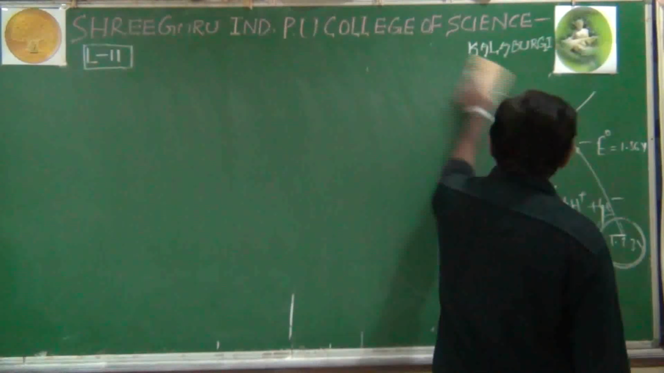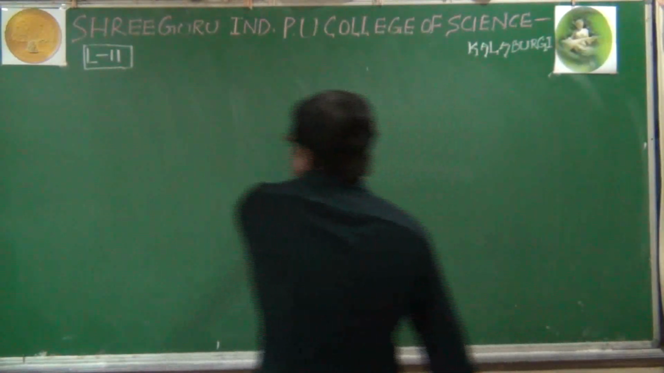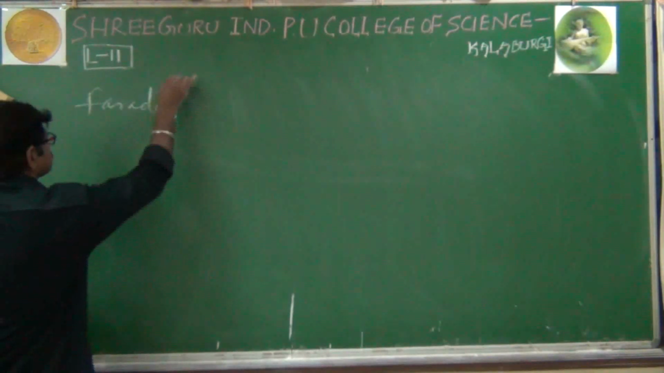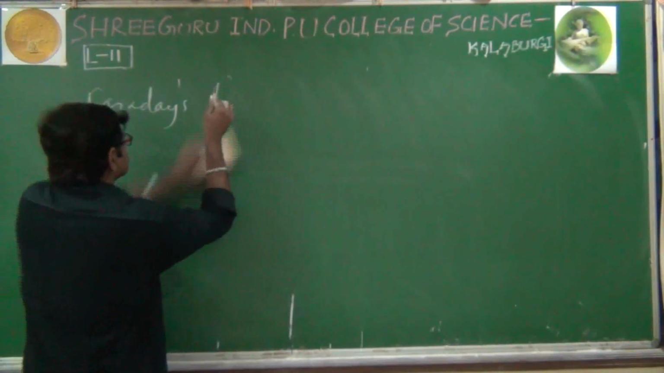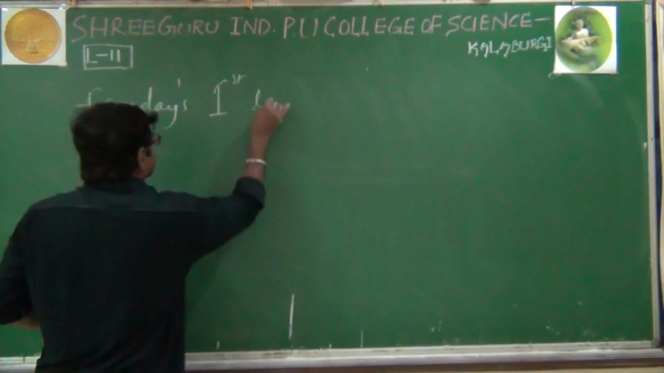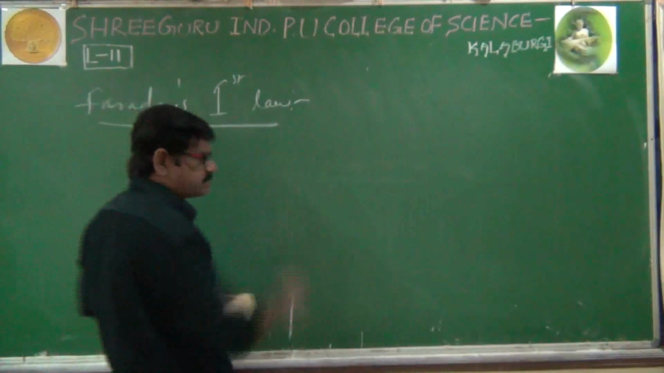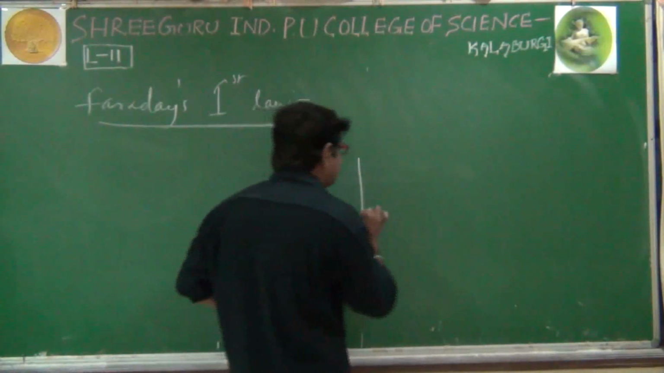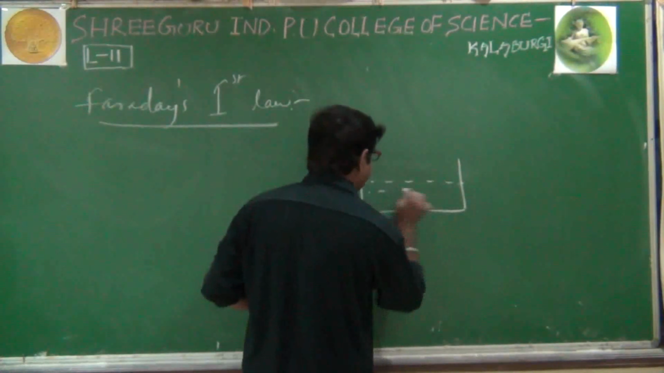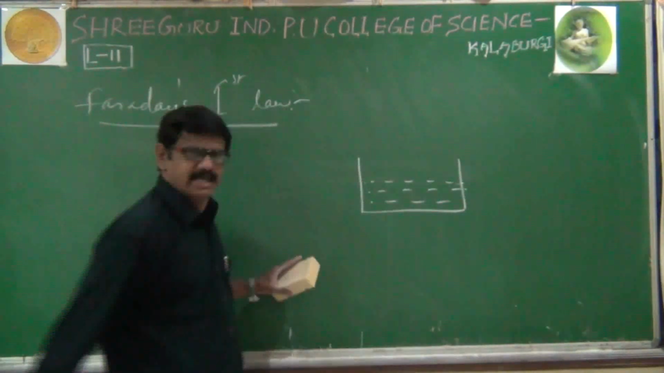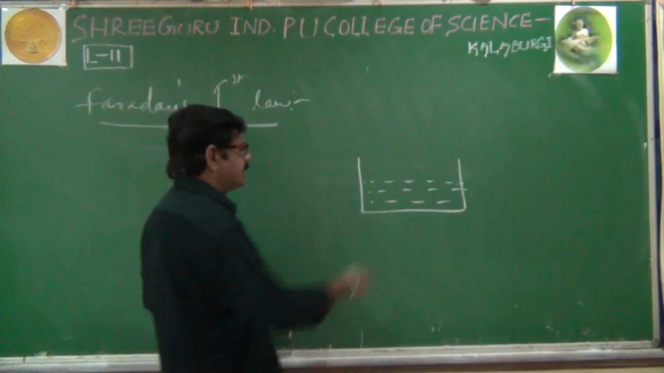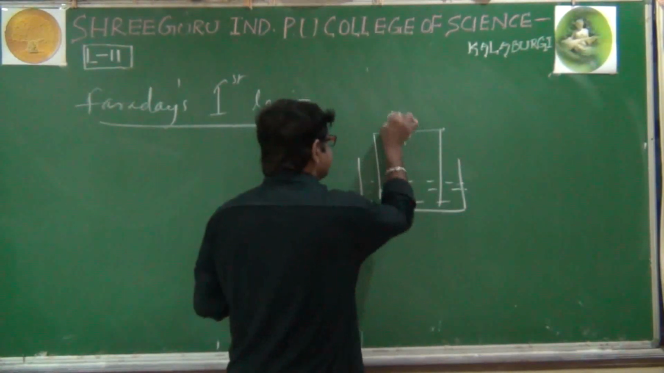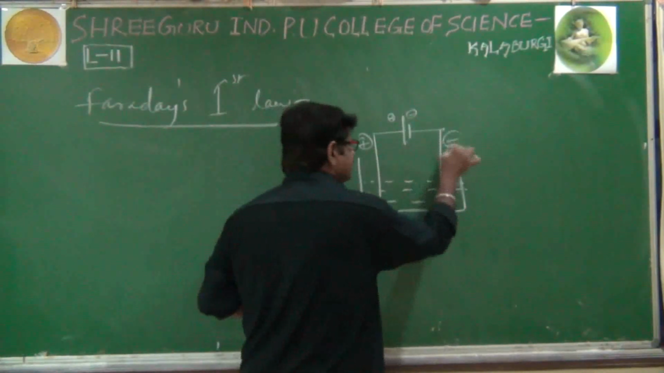First law of Faraday. You can write Faraday's first law. Very simple concept. Before starting Faraday's first law, we'll just recall any one electrolysis process. Of course, one electrolytic cell, electrolyte has been taken, and here two electrodes are dipped. One is acting as anode, one is acting as cathode. It is a plus terminal, minus terminal, that's why it is an anode, it is a cathode.